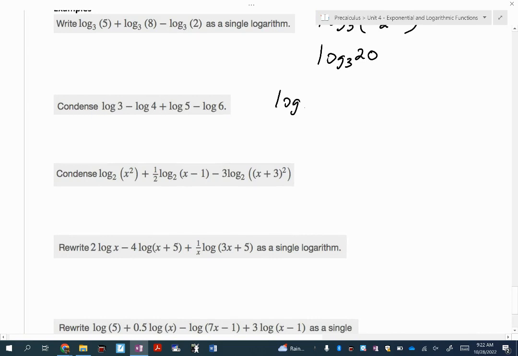Okay, let's try this one. Same idea. I'm going to write my fraction bar. I've got 3 on top, 4 on the bottom, times 5, and then times 6 on the bottom. Remember, don't forget if it has subtraction, it goes in the bottom. This is going to reduce to 1/2. So I have the log of 5/8.